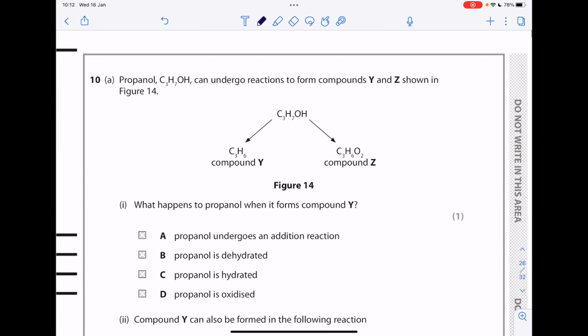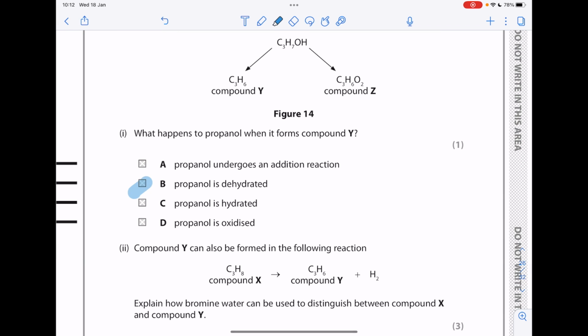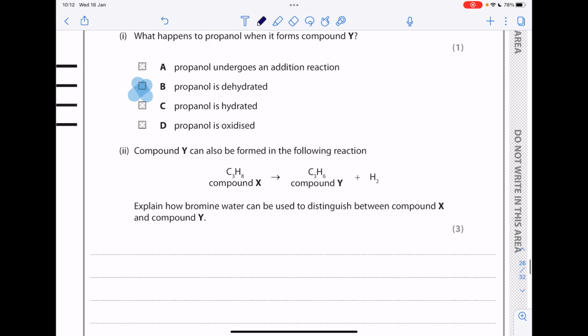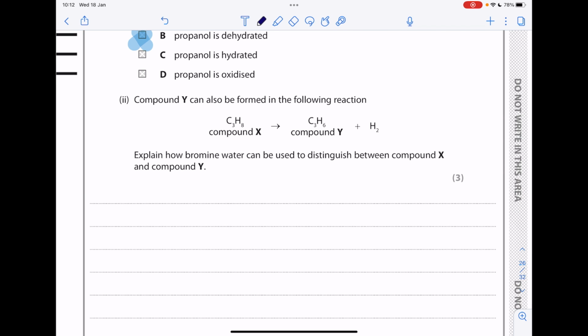Propanol can undergo reactions to form compounds Y and Z, shown in figure 14. What happens to propanol when it forms compound Y? So that propanol is losing water, so it becomes dehydrated. Compound Y can also be formed in the following reaction. Explain how bromine water can be used to distinguish between compound X and compound Y. So this is an alkene. This is an alkane. So bromine water decolorizes with an alkene and stays orange with an alkane.